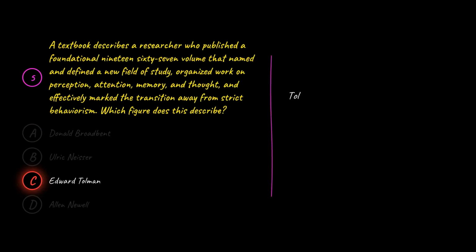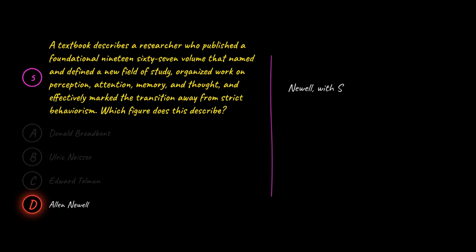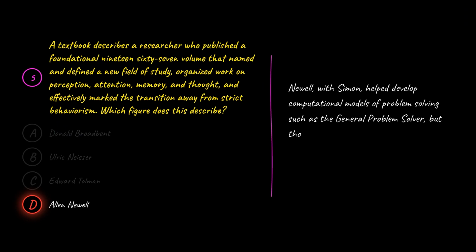C is wrong because Tolman demonstrated cognitive maps in rats, challenging strict behaviorism, but his work predates and does not include the foundational 1967 textbook. D is wrong because Newell, with Simon, helped develop computational models of problem solving such as the General Problem Solver, but those contributions were in artificial intelligence rather than the textbook that defined cognitive psychology.